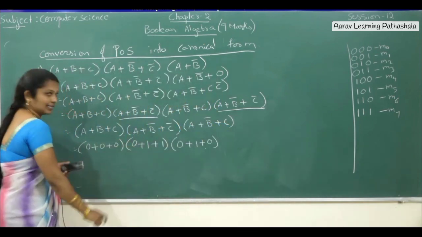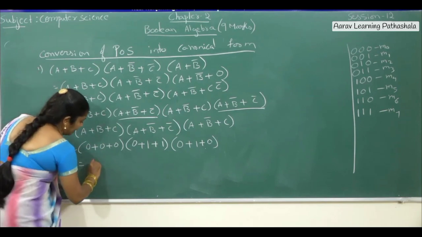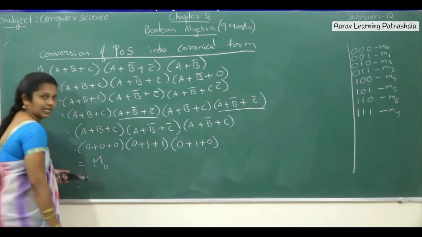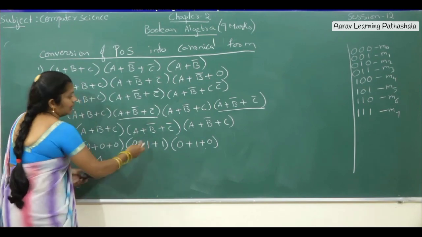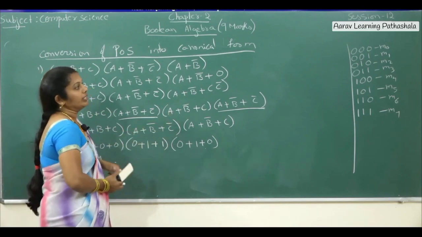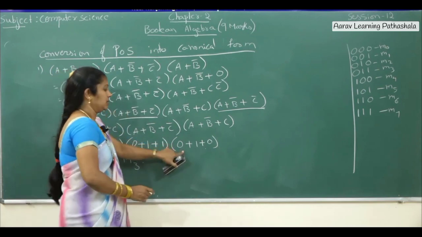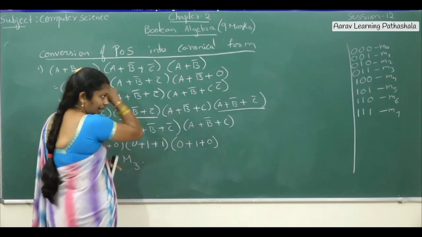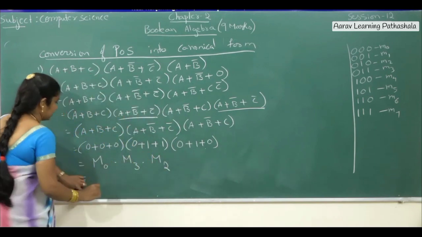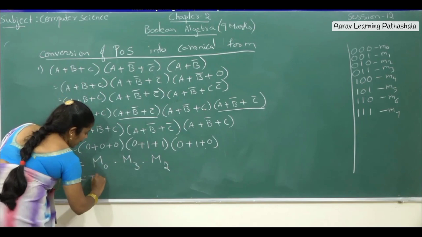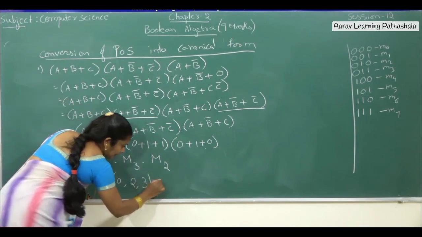Now how to find their designation? The first one, 0 0 0, is small m of 0. Then next one, 0 1 1, represents capital M3. Next, 0 1 0 represents capital M2. Therefore, to represent the final canonical form, pi of capital M of 0, 2, 3.